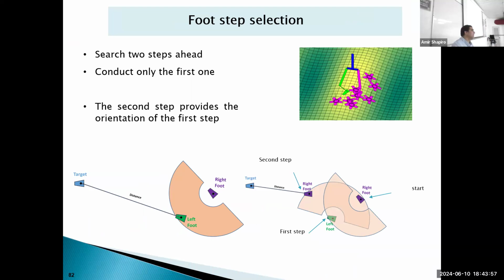Again, we're searching 2 steps forward, but conducting only 1 step. The second step provides the orientation of the first step. So since I'm planning ahead, I can provide what will be the orientation after the completion of the first step in order to be ready to conduct the next step.